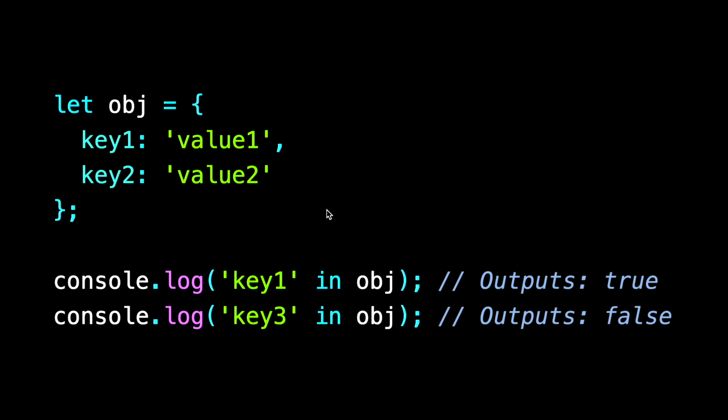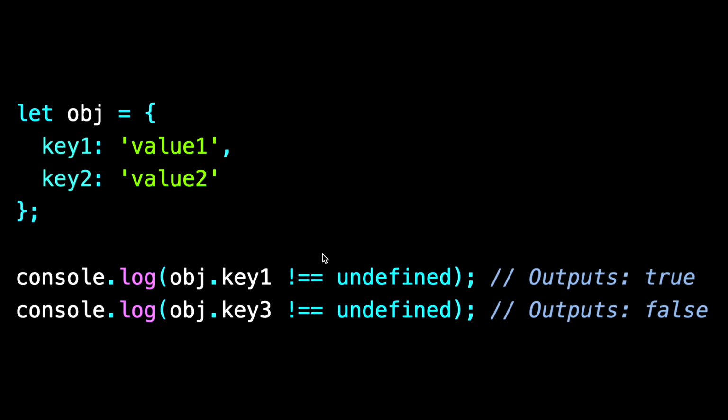You can check if a key exists in an object using several methods. One is the in operator. So key1 in obj. This is true because there is a key1. key3 in obj, that's false because there's no key3. You can also do it like this. obj.key1 does not equal undefined. Okay, that's true. obj.key3 does not equal undefined. That's false. That's another way to check for a key.